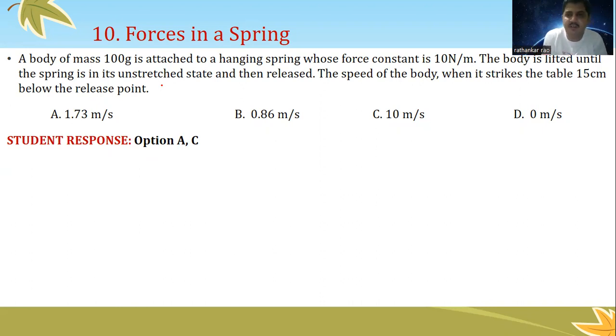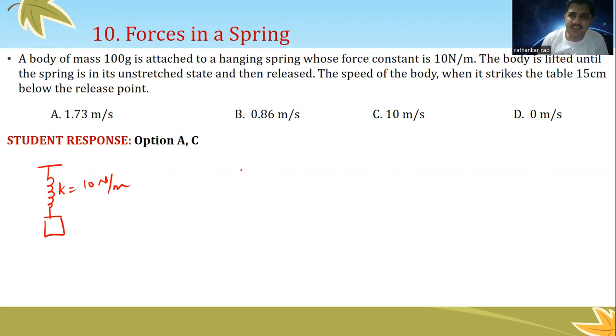Now, this is on forces in a spring. So the problem reads: a body of mass 100 grams is attached to a hanging spring. Whenever we start with problems on spring, most of the time I realize that students make a mistake. Let me show you what kind of mistake they make here. Why that is very confusing.